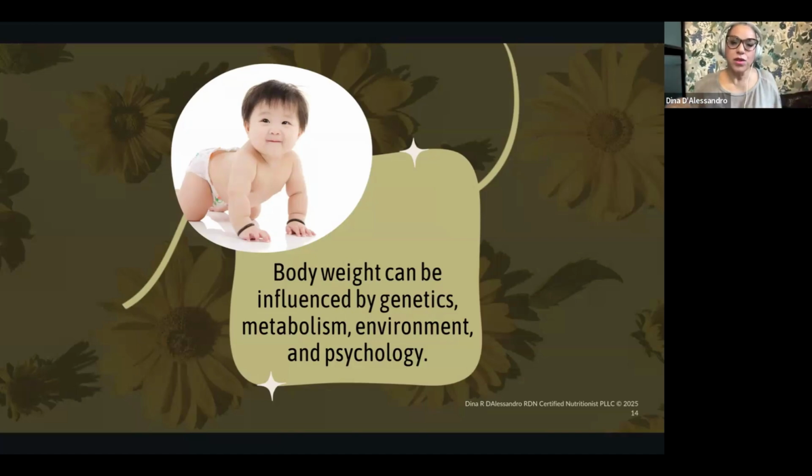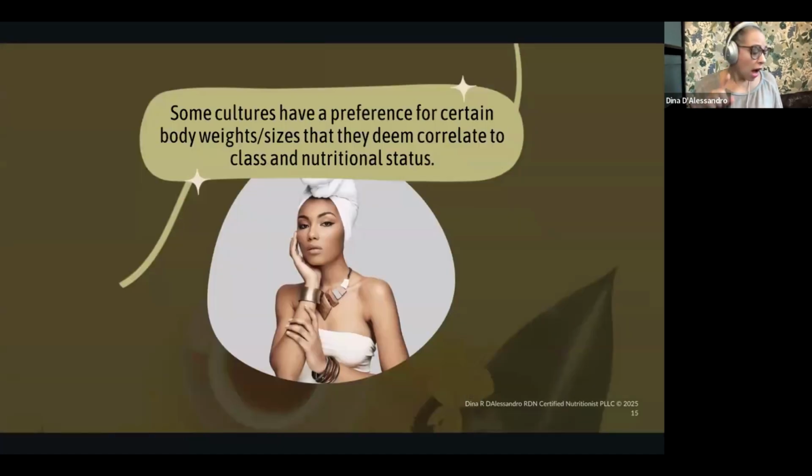in effect then can also affect the body weight, because it's very, very directly correlated with that, the things that can influence that. I also want to mention too that, culturally speaking, across the globe, we see that some people just have different preferences for different size body types or sizes that can correlate not just to nutritional status, but also other things as well.